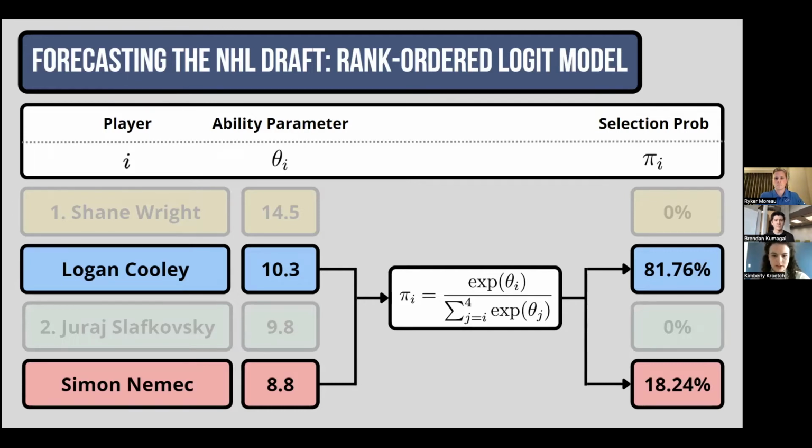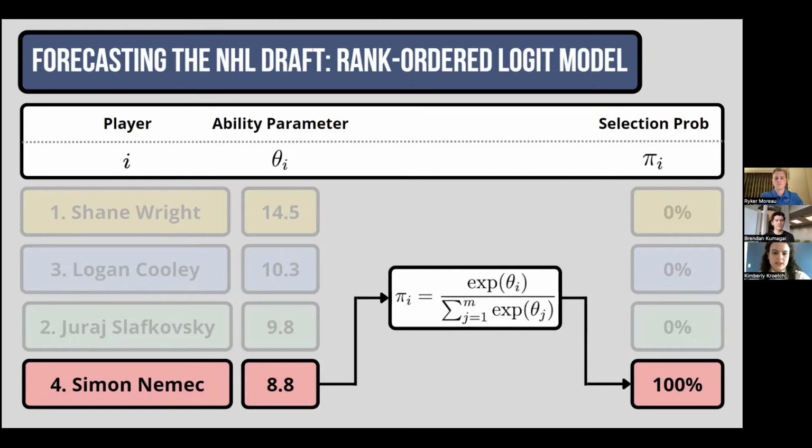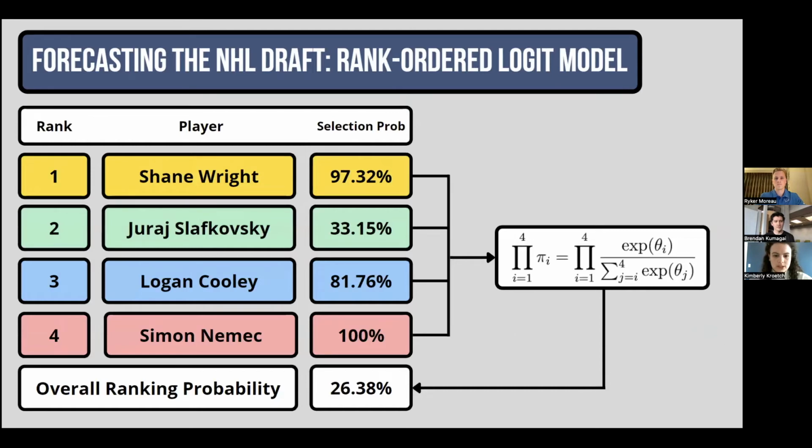Choosing Cooley on the third pick leaves only Nemec, who must then be chosen on the fourth pick. The final result of this pretend draft is shown here, where Shane Wright was picked first, followed in order by Slavkovsky, Cooley, and then Nemec. The probability of this entire ranking set is found by taking the product of the selection probabilities for each player that were updated at his corresponding pick.